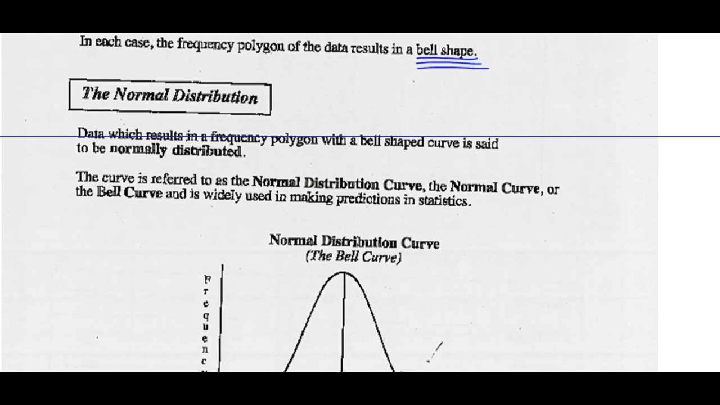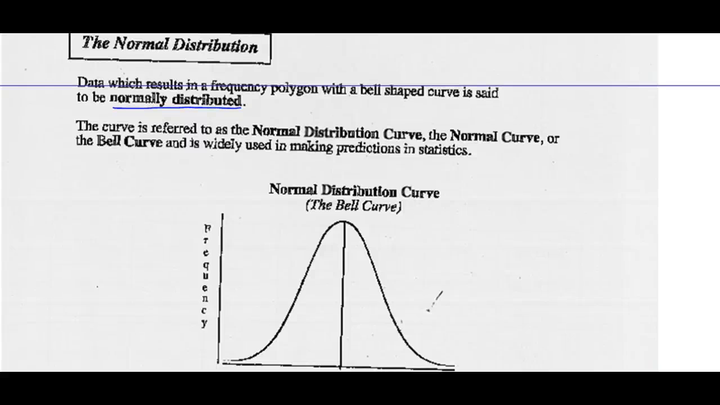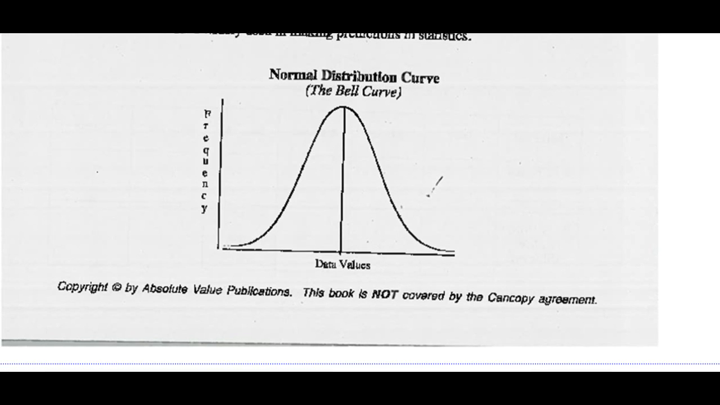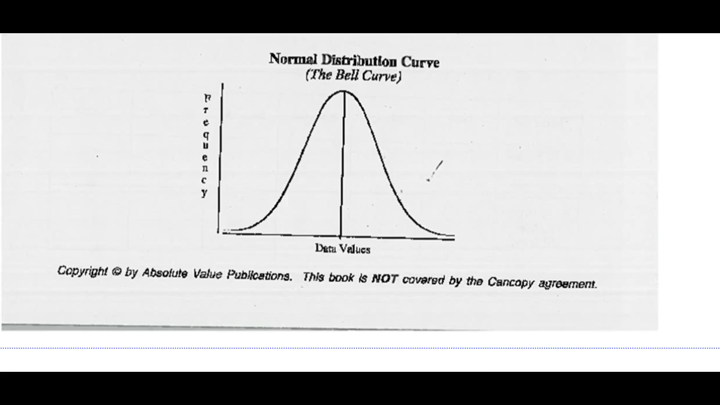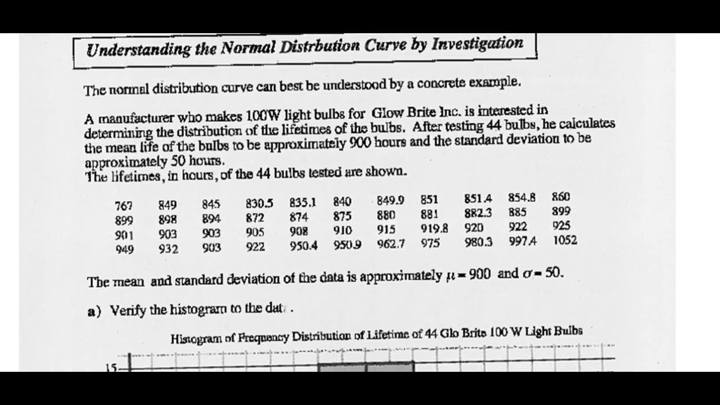The normal distribution. Data which results in a frequency polygon with a bell-shaped curve is said to be normally distributed. The curve is referred to as a normal distribution curve, or the normal curve, or the bell curve, and it's widely used in making predictions and statistics. Understanding the normal distribution curve.